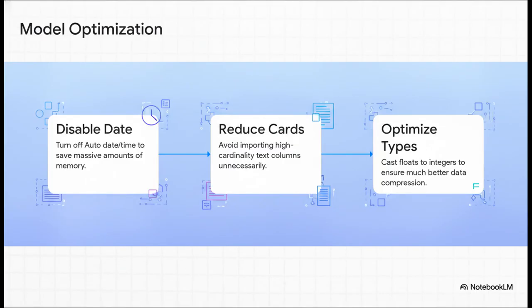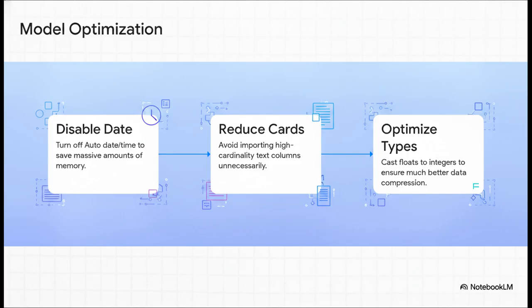Beyond just the shape of your schema, there are 3 specific optimization steps you really should take to minimize your model's memory footprint and stay under your capacity limits. Step 1. Disable auto date/time in Power BI. Leaving that on generates hidden date tables for every single datetime column, which wastes a massive amount of memory. Step 2. Reduce your column cardinality. Basically, don't bring in highly unique text columns like GUIDs or raw timestamps unless you absolutely have to.